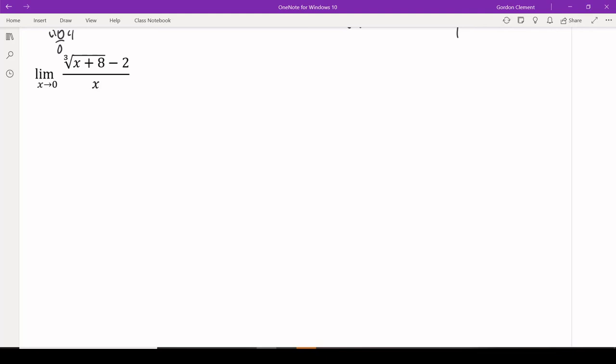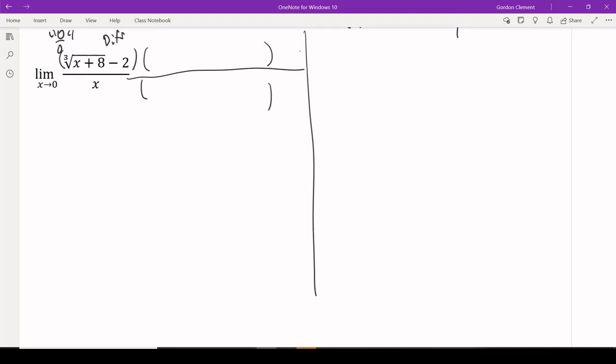So one way to do this, very good idea, is to create a difference of cubes, which is a bit strange. So I'll do it that way. I also want to show you a different method entirely that we haven't talked about. So I'll show this one two ways. So, difference of cubes.